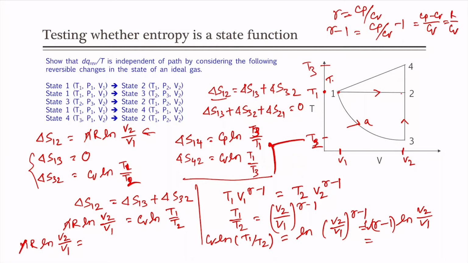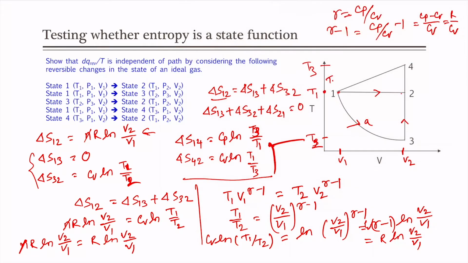So, it is R ln V2 by V1, and what is the right hand side? Cv ln T1 by T2, which again gives us R ln V2 by V1. So, that means these two values are equal.